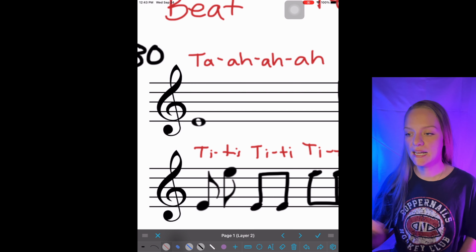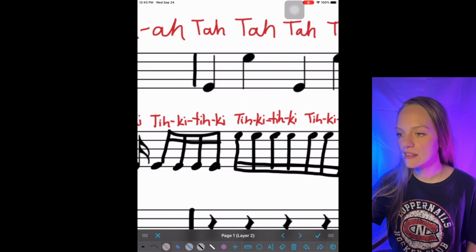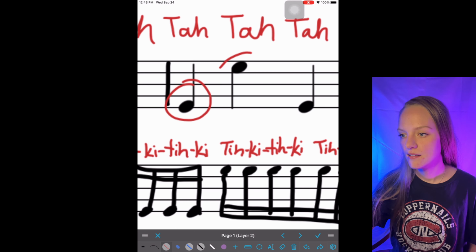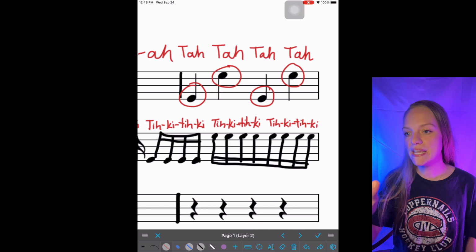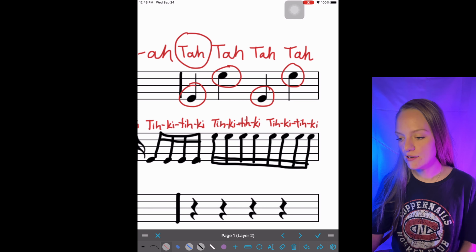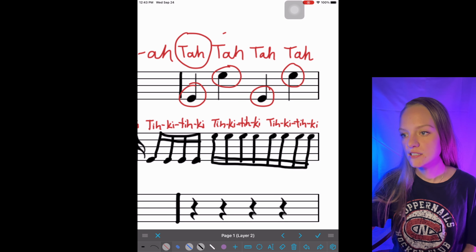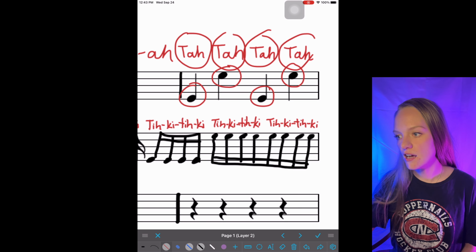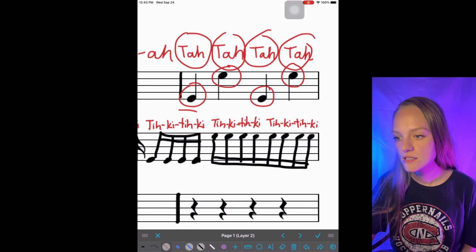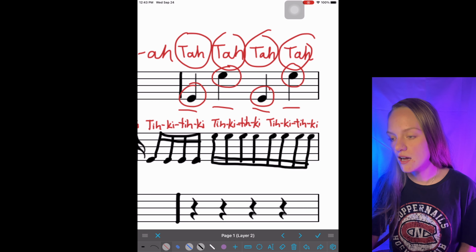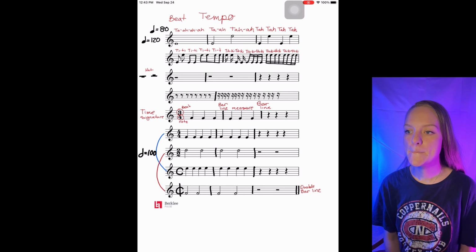Most of the time, your quarter note is going to get the beat, like this. So you would count this out as each beat, you say ta, right? So ta, ta, ta, ta. That's how you would count out 4 quarter notes. Ta, ta, ta, ta. 4 beats, right?